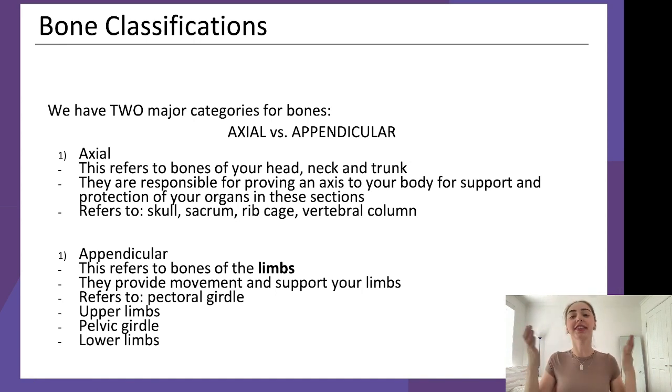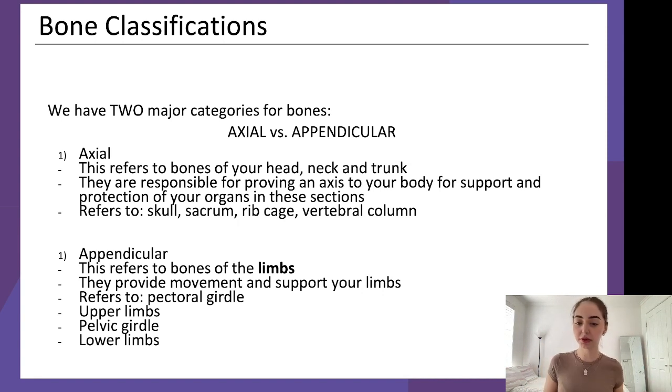Okay, think your pecs, so your pectoral girdle, your shoulder region, and your upper limbs, and then your pelvic girdle, so your hip region, and your lower limbs. Then we have axial. Axial refers to everything else, not your limbs. So your head, neck, and trunk. When we say trunk, we mean your middle, center cavity.